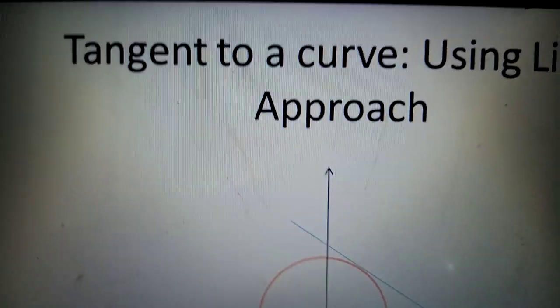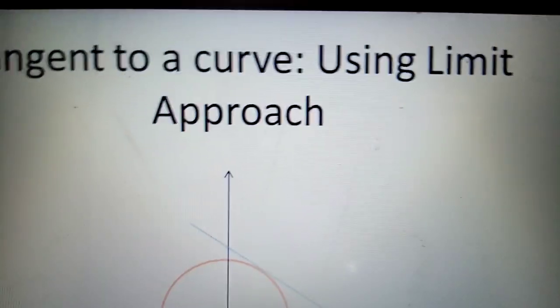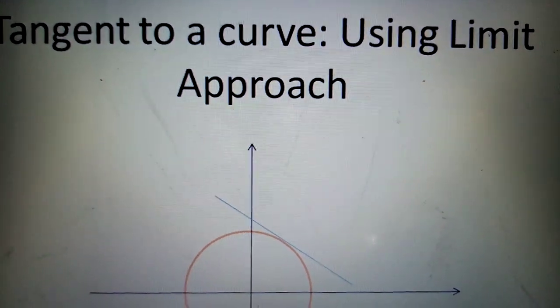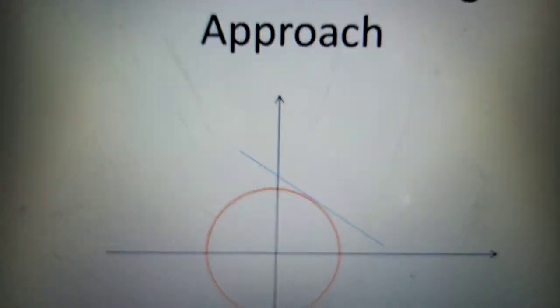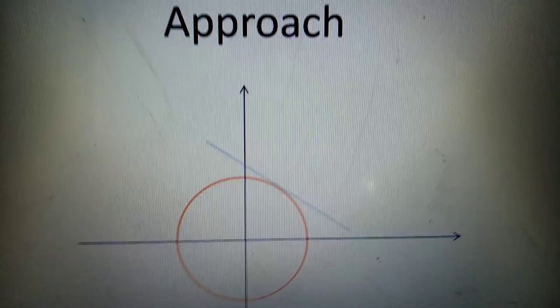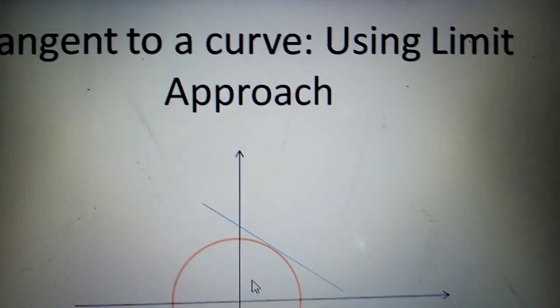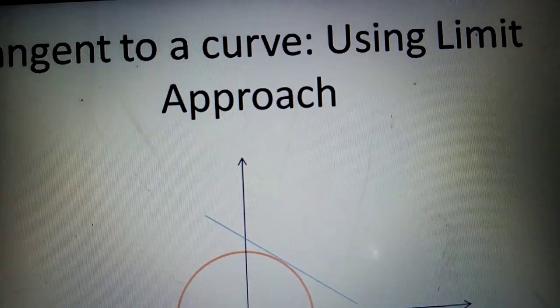An easy way to do this is that we use the limit approach to find the tangent to a curve. So if a function is not linear, it is always a curve. It won't be a straight line. So what we do is draw a straight line that only touches at one point. That's a tangent to that curve. It touches at only one point.